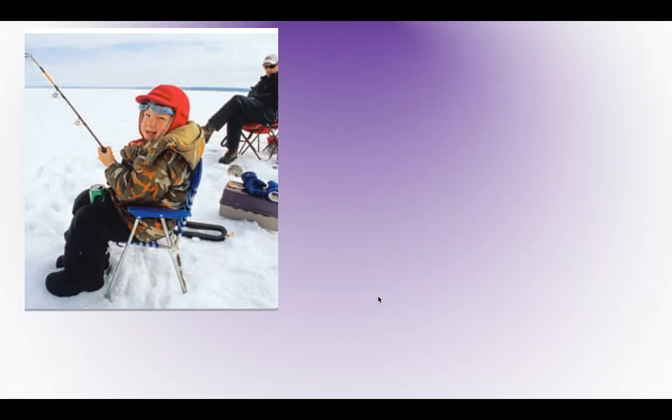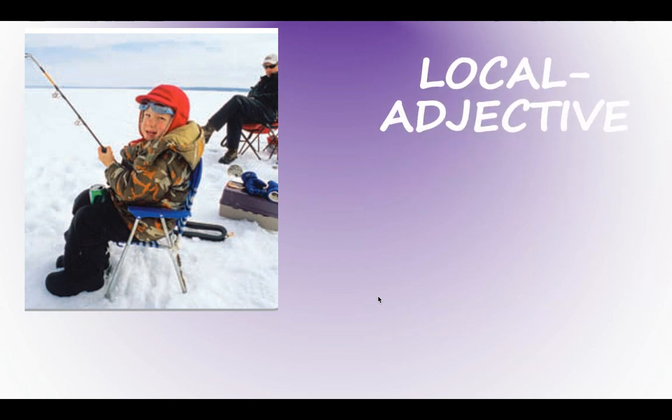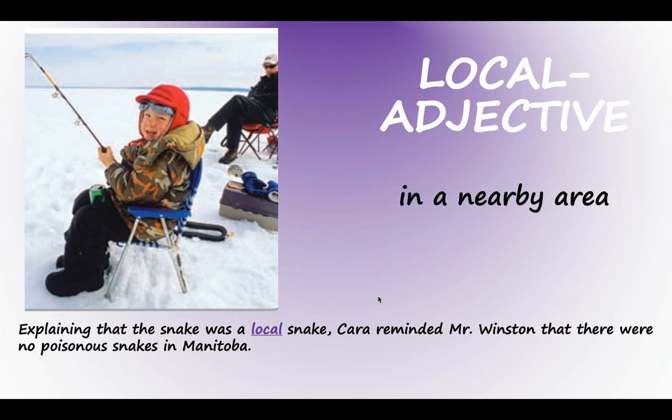Oh, wow, this kid's fishing in the snow. Anybody ever go ice fishing? Seems kind of crazy, right? It's cold out there. You got to cut a hole in a pond. Let's see what's going on. Local, it's an adjective. It means in a nearby area. So, explaining that the snake was a local snake, Kara reminded Mr. Winston that there were no poisonous snakes in Manitoba. All right, so this kid could be fishing for local fish.